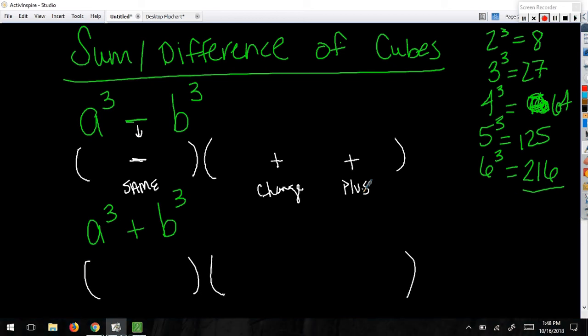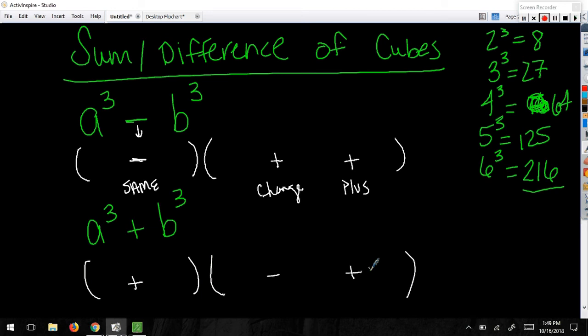Okay? So look at the second one down there, the a cubed plus b cubed. What are the signs going to look like for that one if you follow that pattern? Plus, minus, plus. It always ends with a plus. All right. So y'all said plus, minus, plus. Same, change, plus every single time.